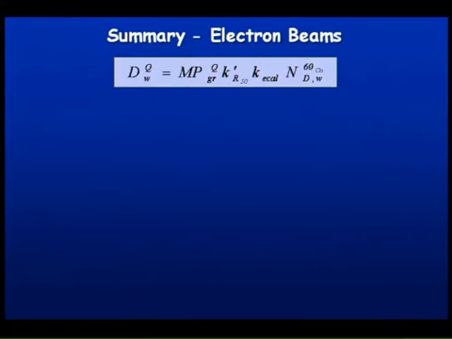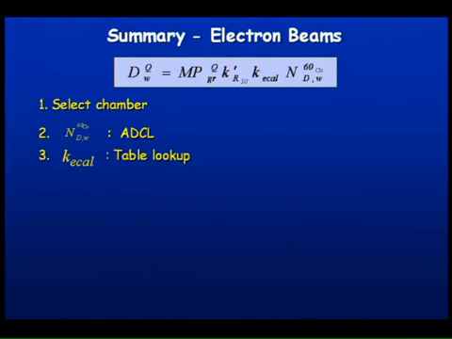The next slide is a summary for electron beams. Again, it's a little bit of a complicated equation. There are different factors, and I'll talk about that later. So this is what you get for your chamber. First step is you identify your chamber, send it to an ADCL, get an NDW cobalt-60, and then the protocol provides calculated values of KQ for various cylindrical and plane parallel chambers. And for each chamber, there is a specific value for it. So it's a table lookup.